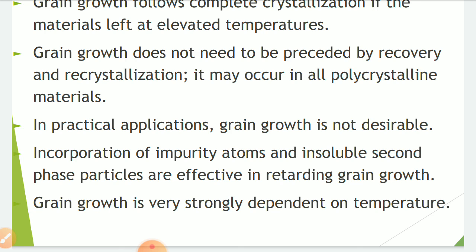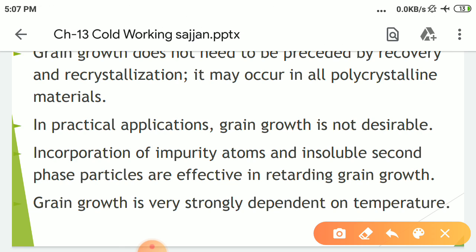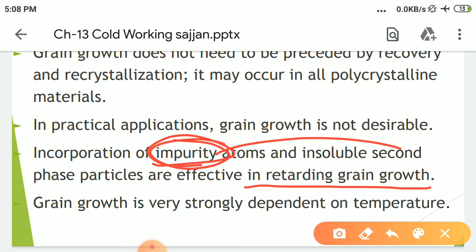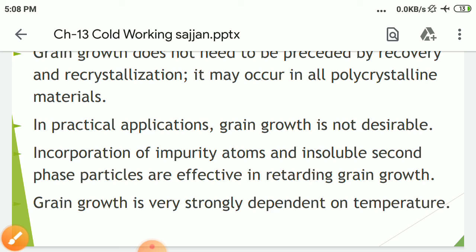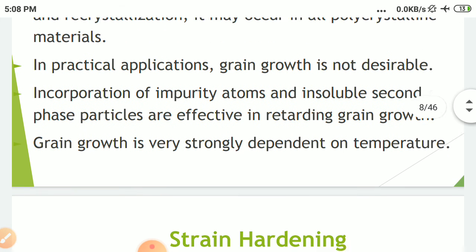Incorporation of impurity atoms and insoluble second phase particles are effective in retarding grain growth. So to decrease the grain growth rate, if we have the impurities, this will decrease the grain growth rate. And again, grain growth depends very strongly on the temperature.